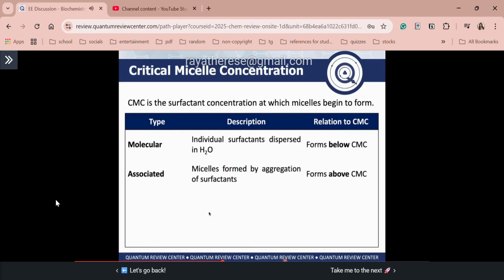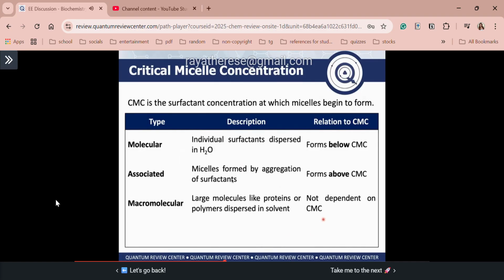So associated colloid, this one forms above CMC. Meaning at high concentration where micelles begin to form through clumping or aggregation, diba? So of course, hydrophobic core and hydrophilic head to have your favorable water lipid interaction. Also, how about macromolecular? Class, say macromolecular, actually this is not dependent on your CMC. So typically that's just your large molecules such as your polymers, your proteins, polysaccharides that are dispersed in your solvent. Okay? So again, these are not dependent on CMC.